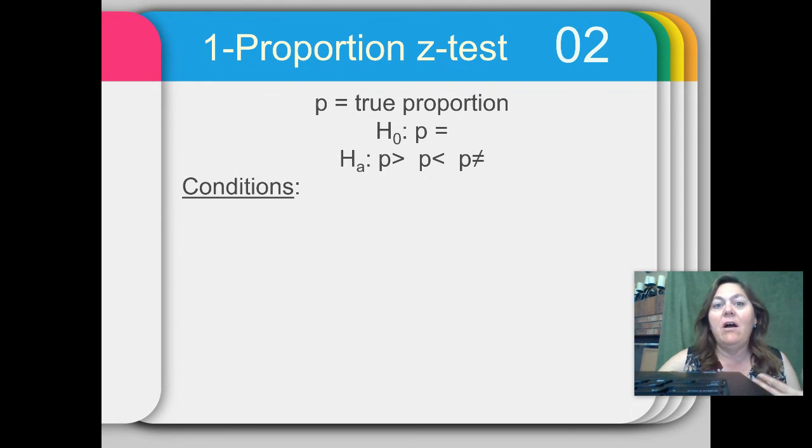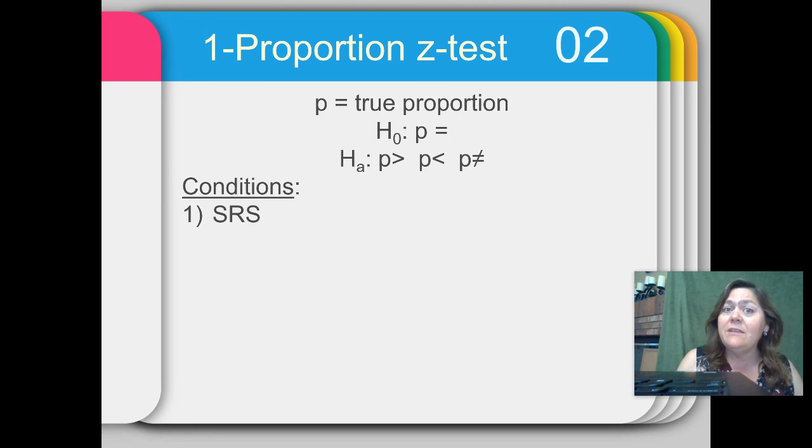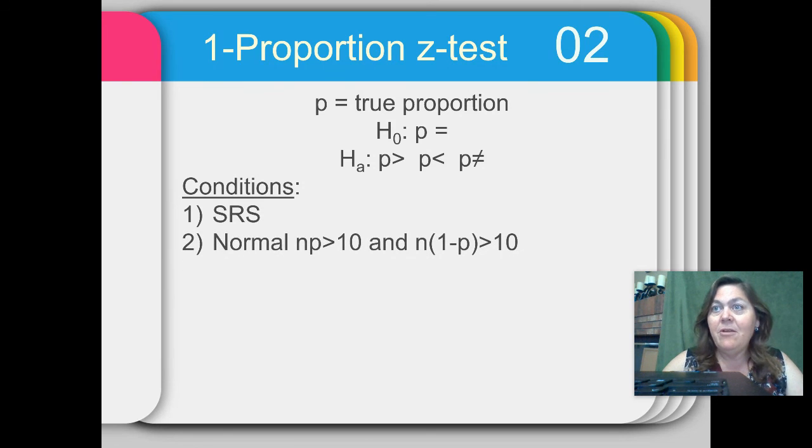Conditions are the same. We need to check them. Why do we need to check that it's SRS? Remember, I told you this is the most important condition. We need to make sure that the sample we are getting represents the population. If it's not randomly chosen, as we learned back in an earlier chapter, then we don't know that it represents the entire population well. So we must have the SRS.